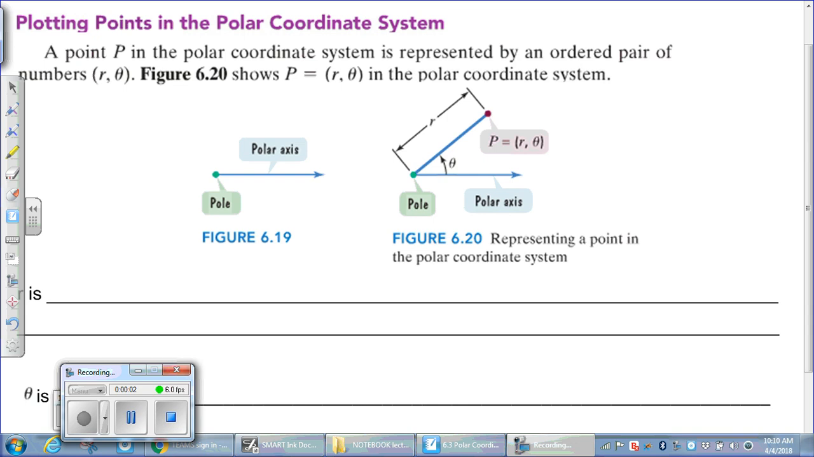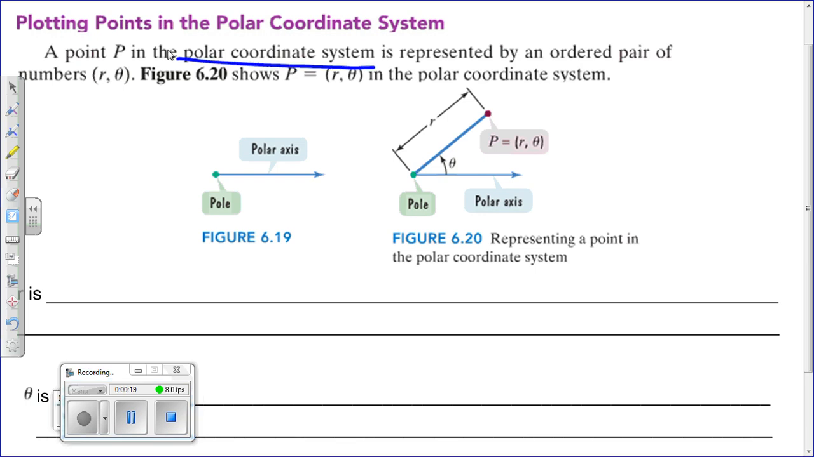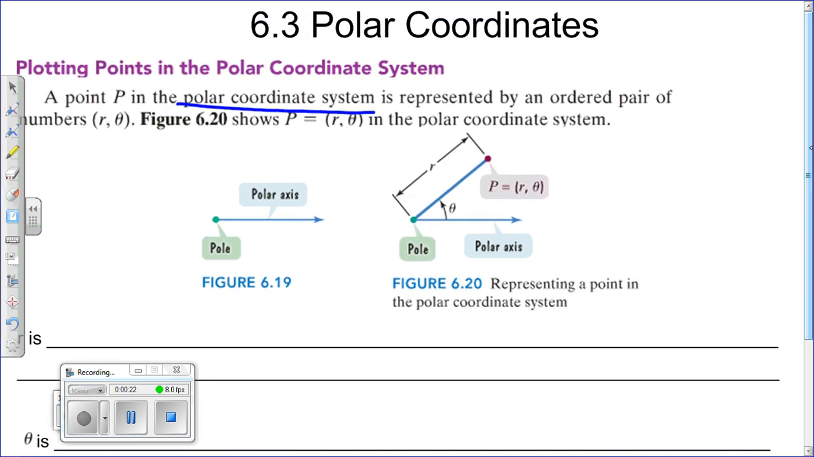In class we cover section 6.3, polar coordinates. So we're going to start by writing two definitions, but before that, let's just compare quickly what a polar coordinate system is. What we've been doing so far, all the graphs have been graphed in the rectangular plane, the XY Cartesian plane, whatever you call it. So, rectangular.